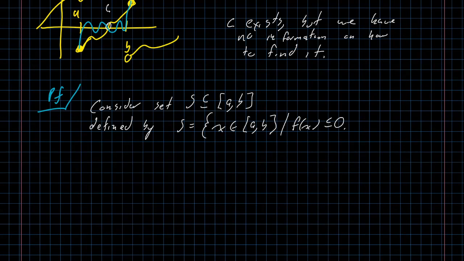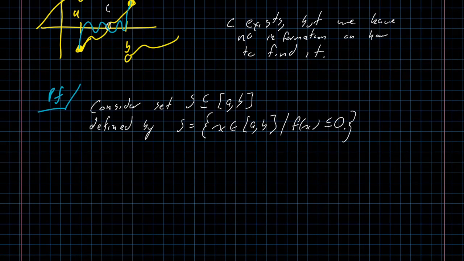So let's take our set S. We're just going to invent a set S. It's going to be a subset of the interval we care about. And it's specifically going to be the elements in that set where when we evaluate the function, we get something less than 0.